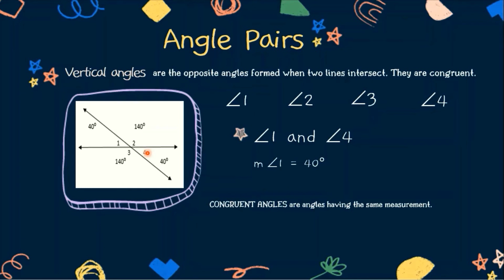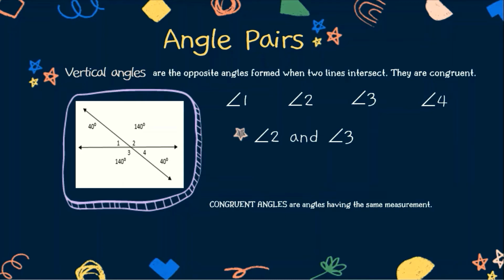Sukat ng ating angle 1, as we notice, it's 40 degrees. At ang sukat ng ating angle 4 ay 40 degrees din. That is because vertical angles are opposite to each other and they have the same measurement. Therefore, angles 1 and 4 are vertical angles.